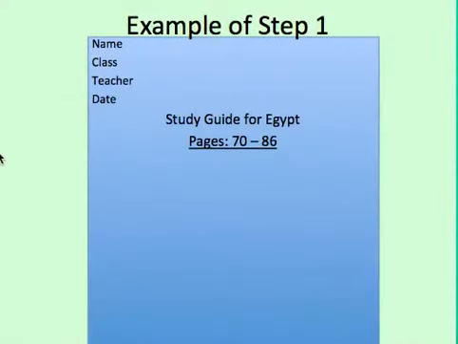Here's an example of step 1. Always make sure that you have your name on it, in case you lose your study guide. Don't want to have to start over again. Here's your title, study guide, and let's say we're studying Egypt, and the necessary pages for this unit, pages 70 to 86.